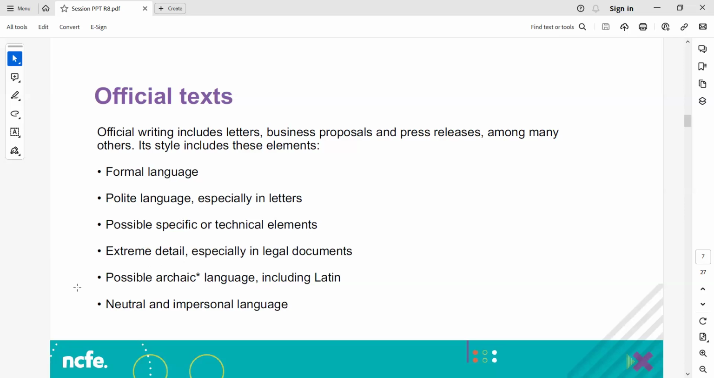And again, particularly with legal documents, archaic language, so old-fashioned language, including Latin. And neutral and impersonal language is often found as well. So there's a bit of contradiction there. If it was a letter, you would find some personal elements, but a legal document, for example, would be neutral and impersonal. It's just laying out the facts. It's not giving any opinions.